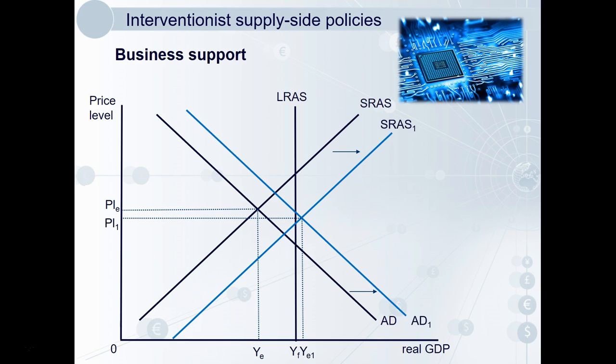Once the industry could grow, it could be seen that the LRAS increases too, as the economy has become more capable of producing than it could in the past. So there we have that. And that's the basics of interventionist supply-side policies. We will be working through things in class.